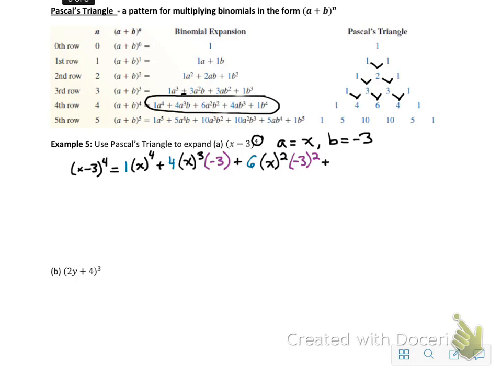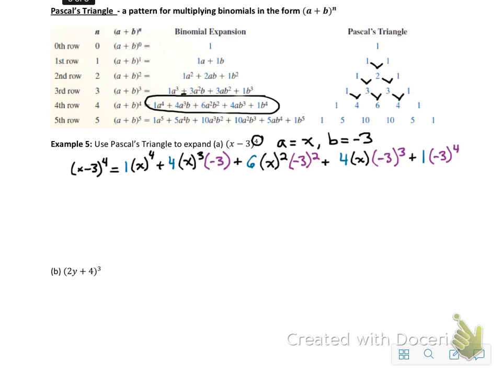A 4 again, with an a, which is x, and b, which is, I'm sorry, -3 to the third power. And then the last one is our 1, so plus 1, and b, which is -3 to the fourth power. Okay, so we wrote it all out, we plugged everything in, now we need to simplify.